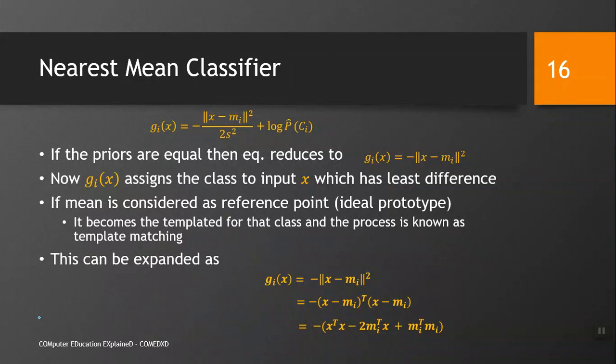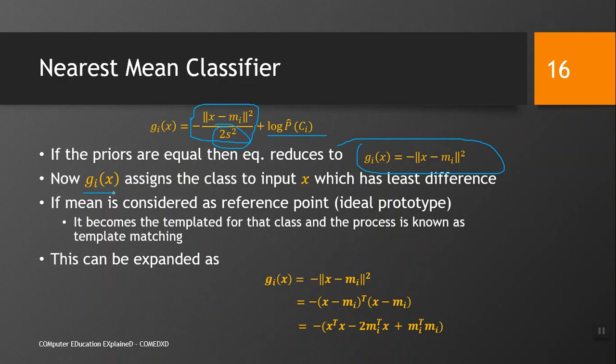This is the nearest mean classifier that we will be using in our coming lecture. So you must understand it, and it would again be a good exercise to implement this in Python. There are many implementations available on the internet, so you can find one and understand how it has been implemented. If the priors are equal, then the equation reduces, because they are equal we can ignore them, and we come up with this.